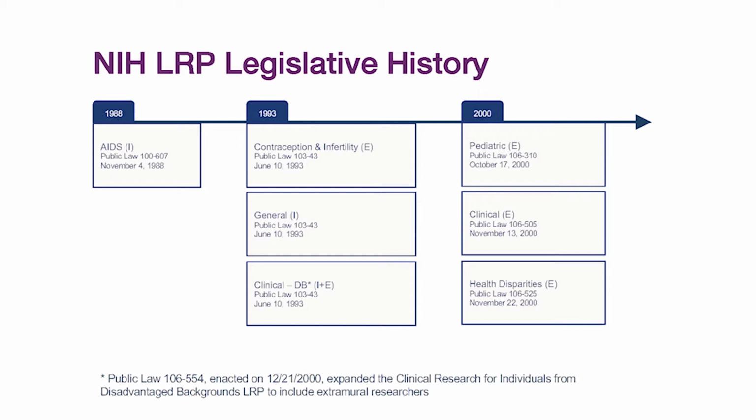This expansion was under Public Law 103-43, and it was followed in 2000 by Public Law 106-310 and 106-525, which authorized the development of 3 extramural programs. One focused on pediatric research, another focused on clinical research, and finally a program focused on health disparities research, all of those for the extramural scholars.